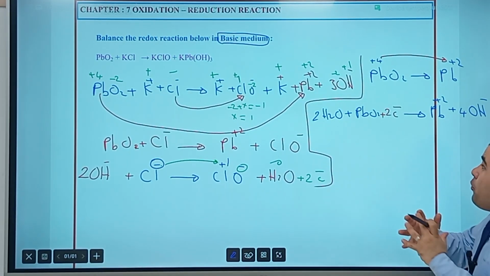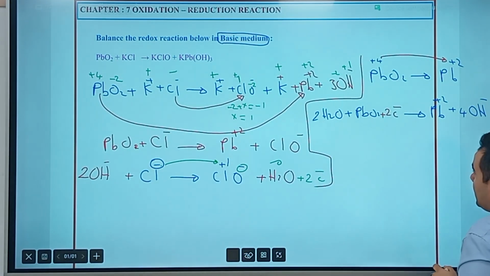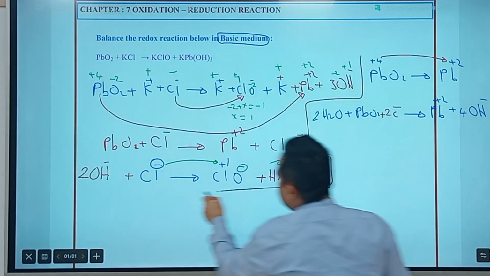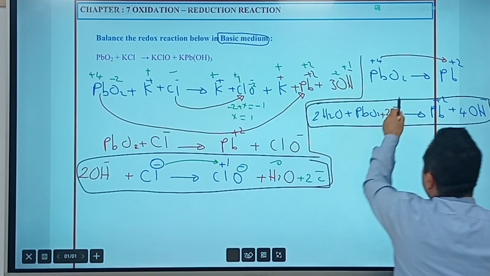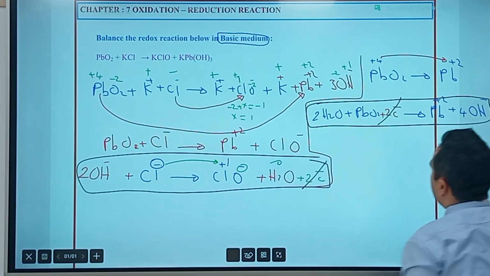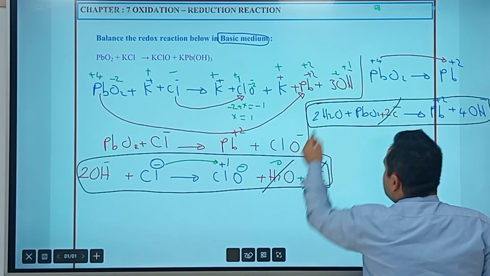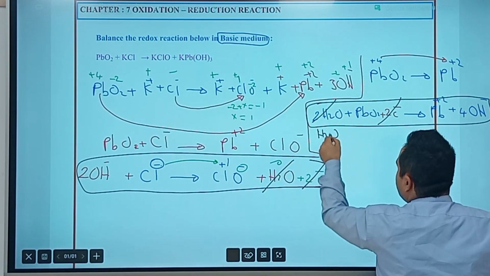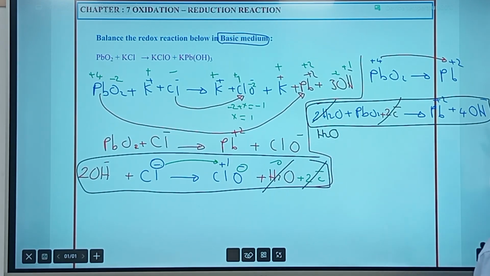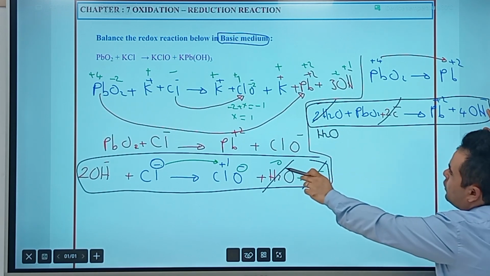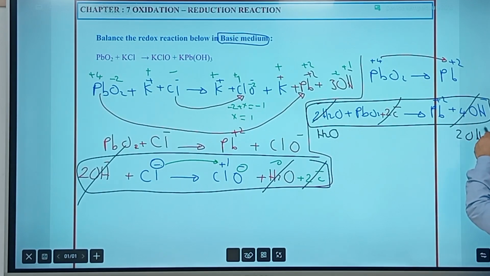Then let us add both halves. Guys, we will add this with that half. The 2 electrons in the reactant and 2 electrons in the product cancel out with each other. 1 H2O in the product and 2 H2O in the product, so 1 H2O remains in the reactant. Here we have 4 hydroxide in the product and 2 hydroxide in the reactant, so 2 hydroxide remain in the product.